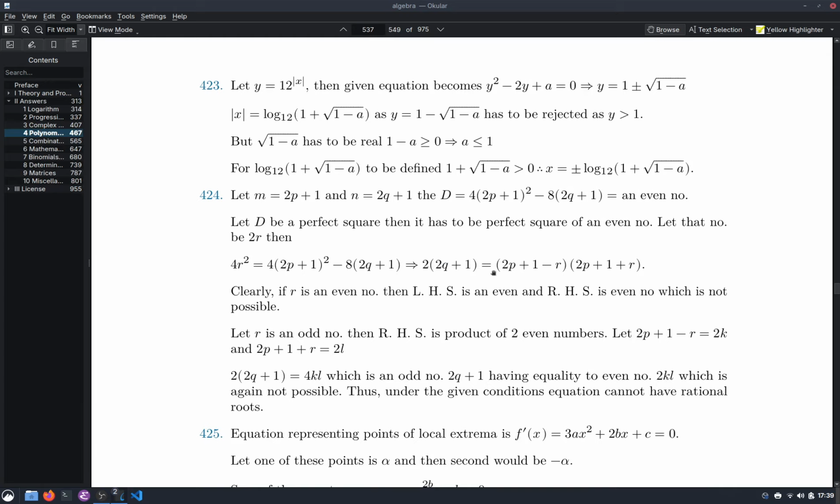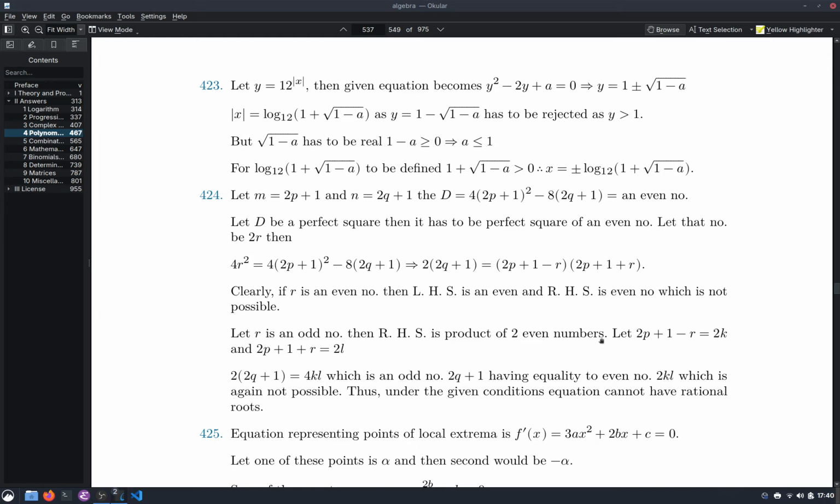We bring everything to one side concerning p and r and 2q on one side. We get 2 into 2q plus 1 is equal to 2p plus 1 minus r into 2p plus 1 plus r. Now if you see, left hand side is an even number because it is multiplied with 2. So left hand side is even. And right hand side is not possible because if r is odd number, then right hand side is a product of two even numbers.